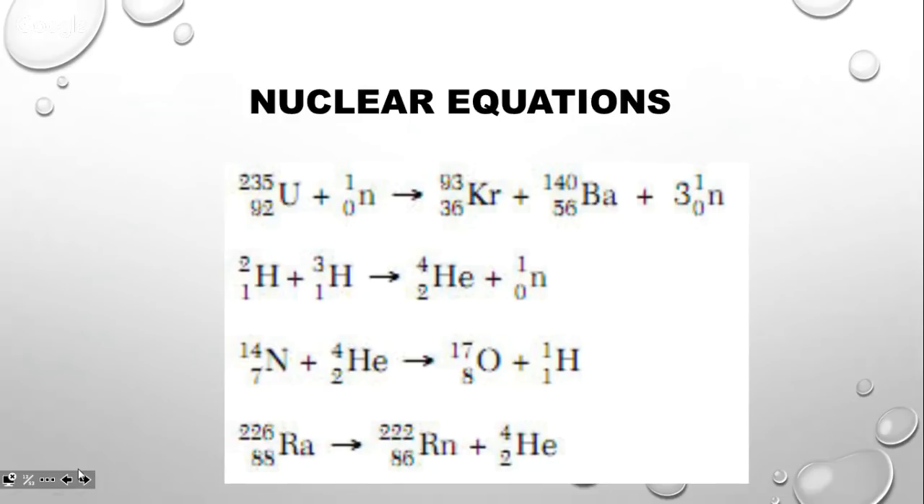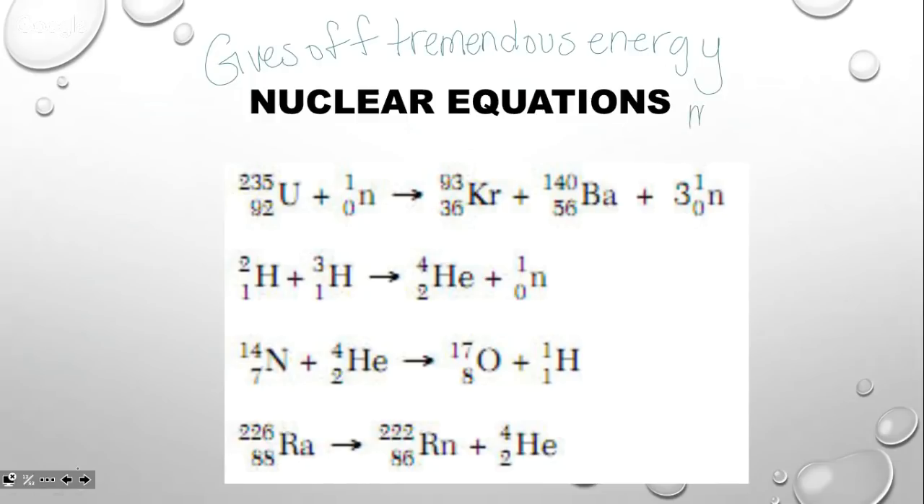So when we have our nuclear equations, the first thing is that a nuclear reaction gives off a tremendous amount of energy. That's because in all nuclear reactions, a small amount of mass is converted into energy, and when a small amount of mass is converted into energy, it actually converts into a huge amount of energy. So all nuclear reactions give off way more energy than chemical reactions because of this mass to energy conversion.